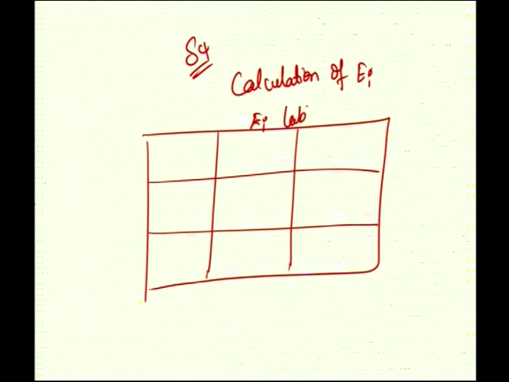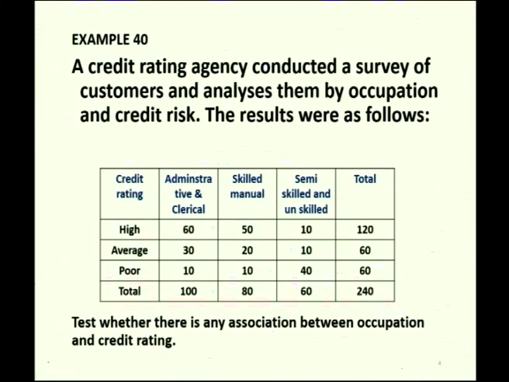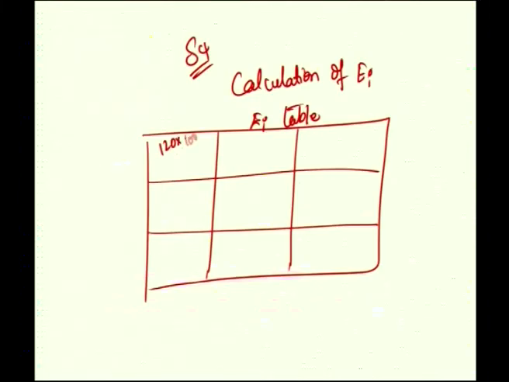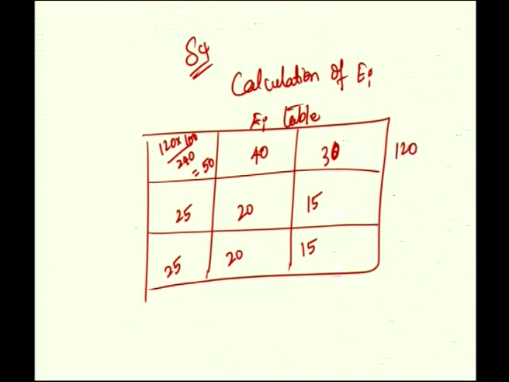This is the EI table. Now, just look at the row totals. 120 into 100 divided by 240, isn't it? 120 into 100 by 240, which is 50. Similarly, for this cell it is 40, and this is 30, 25, 20, 15, 25, 20 and 15. Okay. So, just check the total. Total comes to be equal to the same 120, 60, again 60 here. So, 100, 80, 60, which is 240.